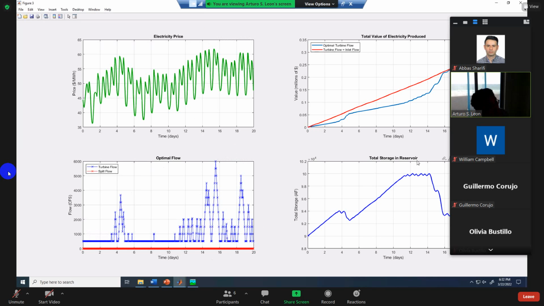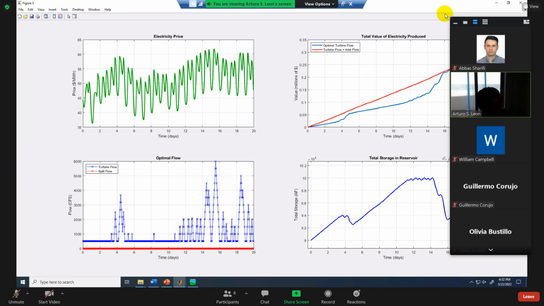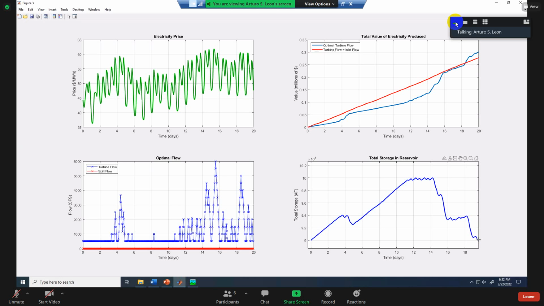So, guys, this is the storage, right? The initial storage is 9 million acre feet, right here, and then it goes up, and then you have to go back to the same storage. You guys can see it here, and this is the optimal turbine flow, the cumulative of turbine flow.